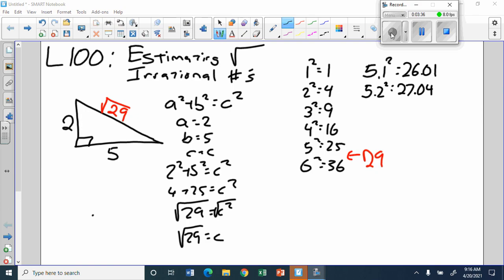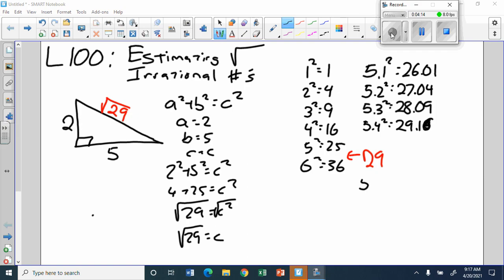5.3 times 5.3 is 28.09. So now 5.4 is 29.16. Okay. So now we know that 29 is somewhere between 5.3 and 5.4. Do you think it's closer to 5.3 or closer to 5.4? Closer to 5.4. So here's what I'm going to do.